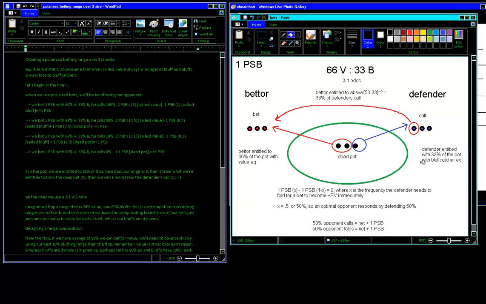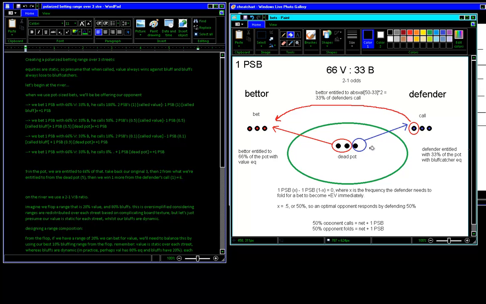Okay. So when we bet pot, we're giving our opponent odds of 2 to 1. And when we're giving our opponent odds of 2 to 1, that means he needs at least 33% equity to call, in order to break even. If he calls with less than 33% equity versus our betting range, then we are making money at a higher rate than we should.